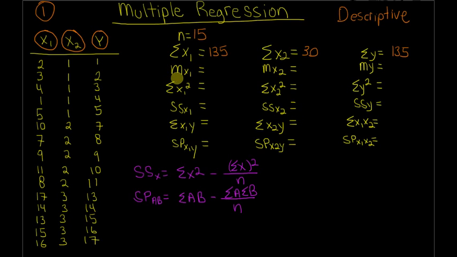Now you want to find the mean. M stands for the mean of x1. So you add up all these values, which you've already done, and then you divide by the total number of values, which is 15 for n. So 135 divided by 15 is going to give us 9.